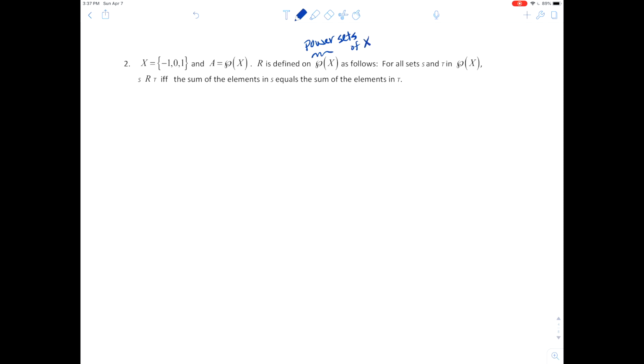Of X. And remember that power sets are what? All subsets of X. Good so far? So, here we go.